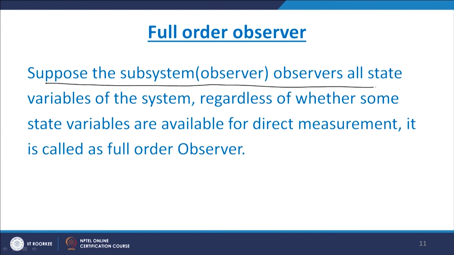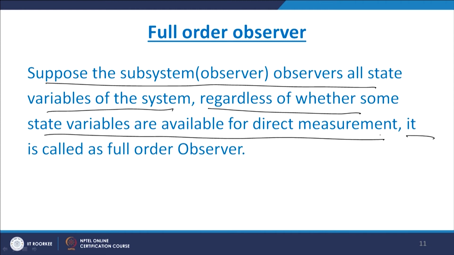In an actual system, it may be possible that there are few states, let us say there are 10 states. Out of these 10 states, 5 are known and 5 are unknown, but it is better to estimate all states. If you are estimating all states, even though some are measurable, that is called a full order observer. If the subsystem observes all state variables of the system, regardless of whether some state variables are available for direct measurement, it is called a full order observer.